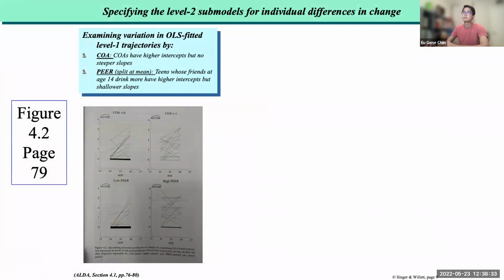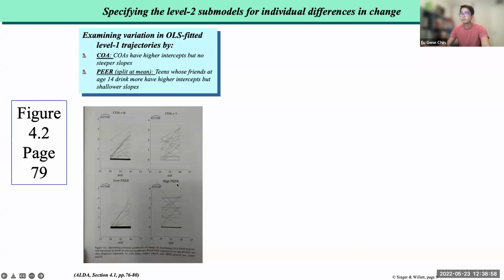Okay, so now we're going to move on to making similar plots, but we're going to do it for subgroups. Specifically, we're going to do it for kids whose parents are non-alcoholics, and kids whose parents are alcoholics. That's represented by this graph here and this graph here. And we're also going to create another subgroup plot for those with low peer and high peer.